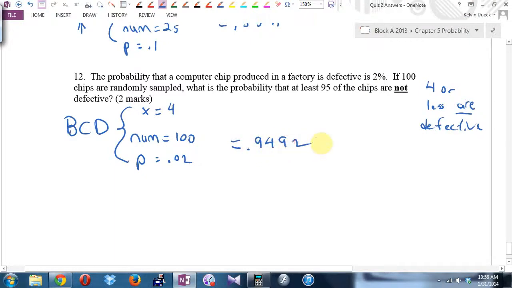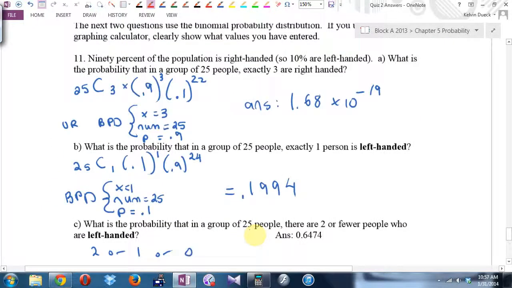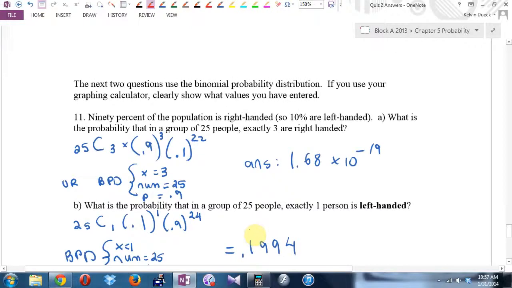For two marks here, I would give you a half mark if you use that, a half mark for the numbers, and then one mark for the answer. And that brings us to the end of this quiz. There was a lot on this quiz. This was a review of everything. Let me pause the video for 1 second.